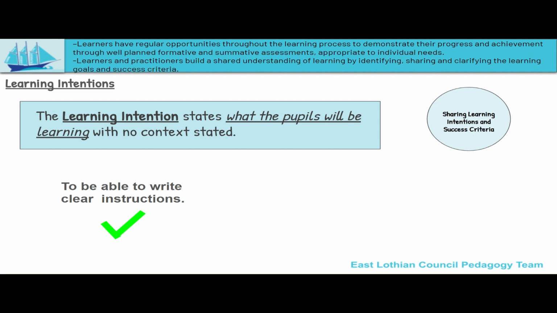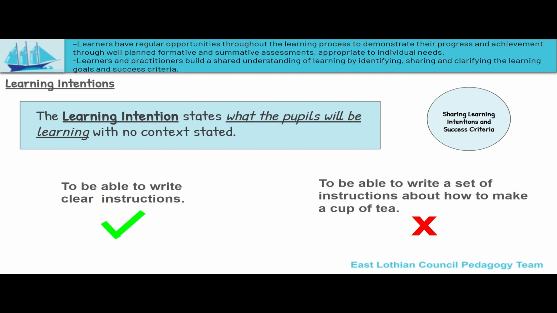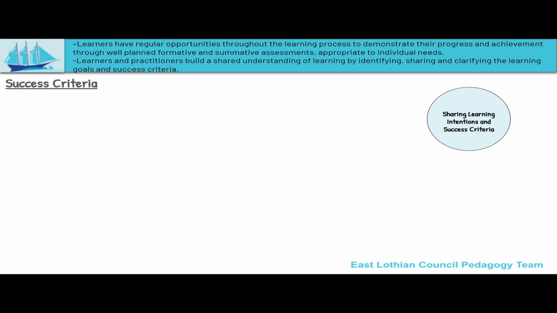This is much clearer than to be able to write a set of instructions about how to make a cup of tea, because in this example, the context has been given. The instructions are about how to make a cup of tea. But actually, what the instructions are about isn't the key learning. The purpose of this lesson is to be able to write instructions.